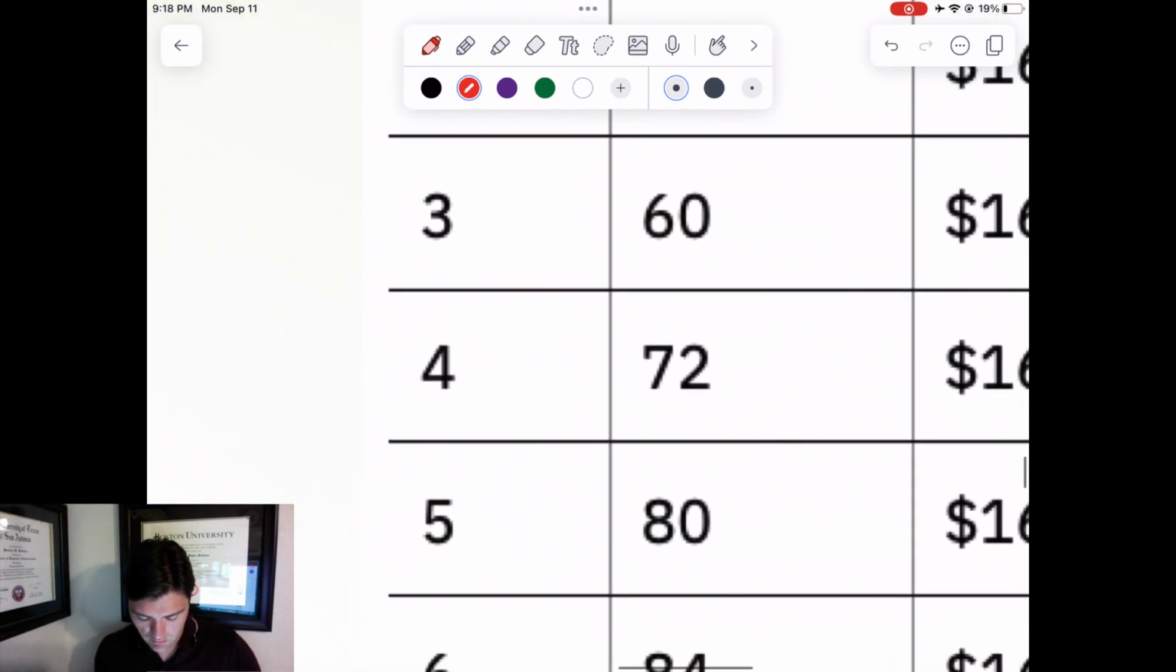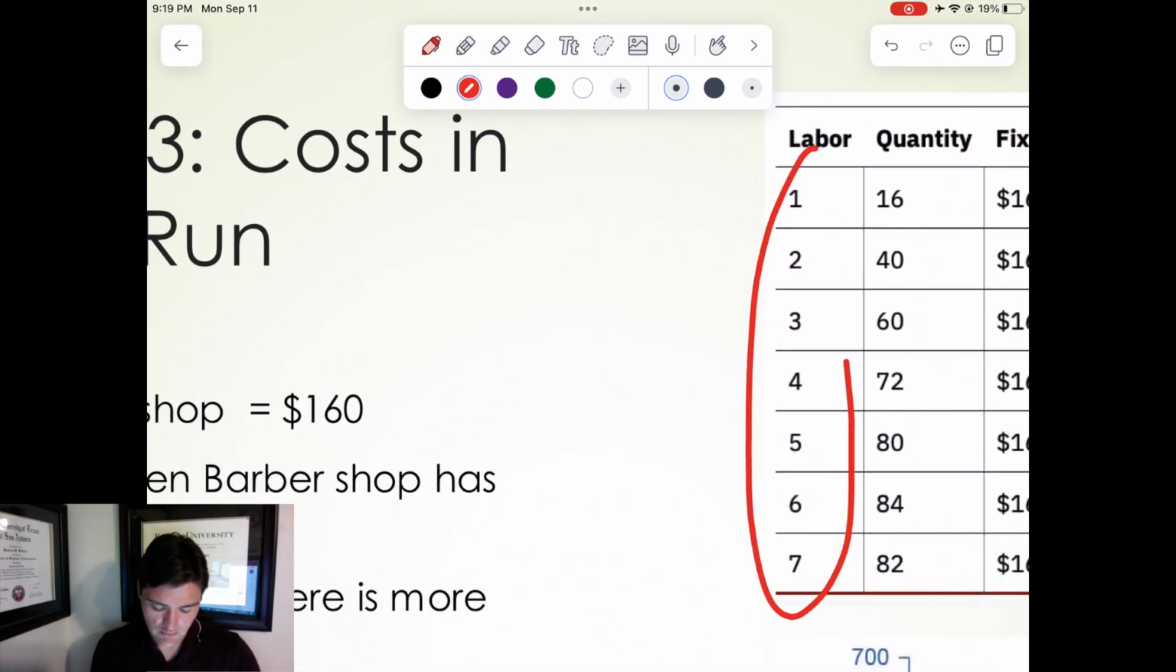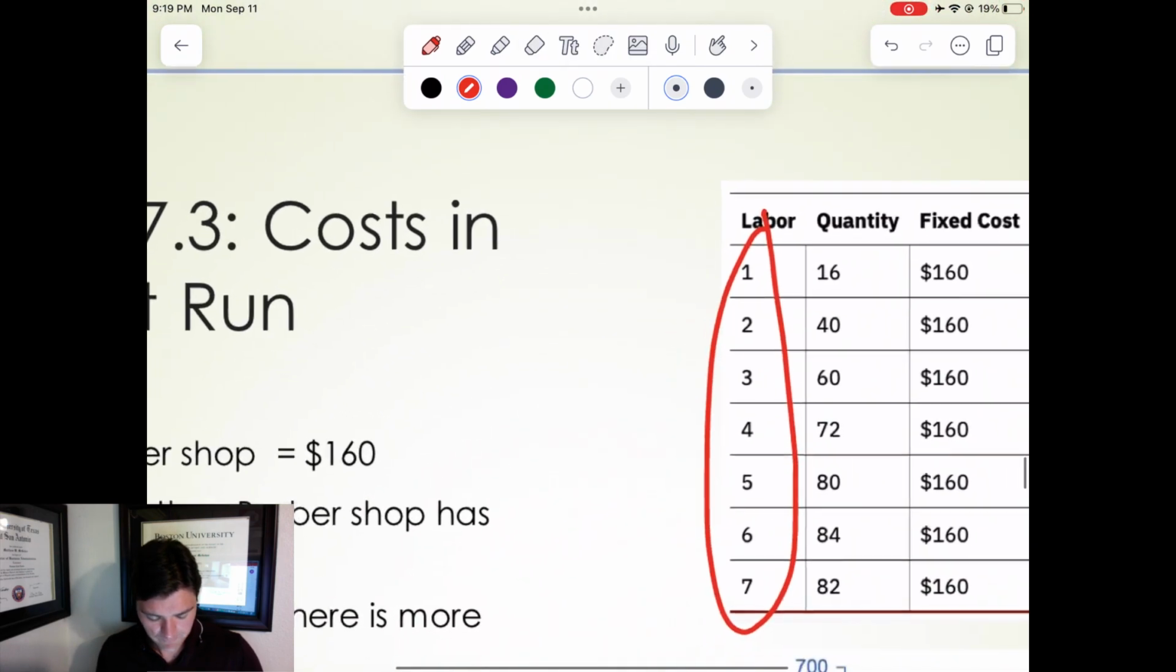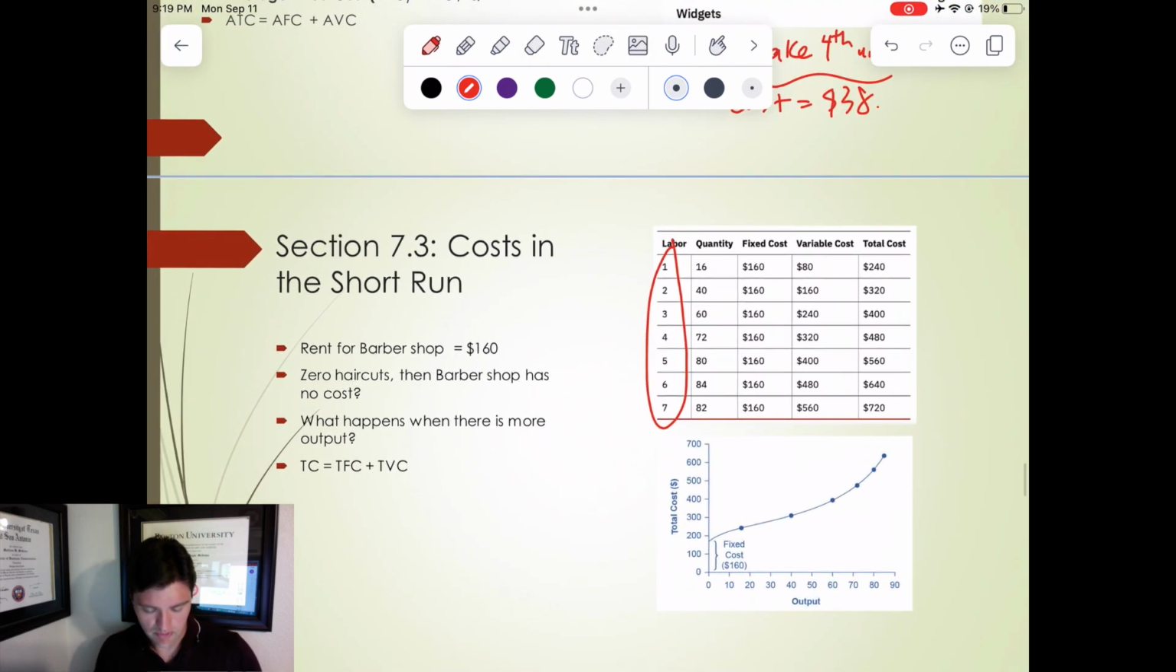So we have our quantity here, and we have our labor. What's going to happen here is that if we want to increase the quantity, we need to be increasing the labor, right? And then also we need to pay rent for the barbershop. In order to cut hair, we need to have some sort of space to do it. So that's going to be the rent there. So let's say it's 160.